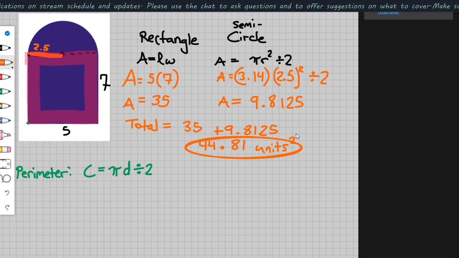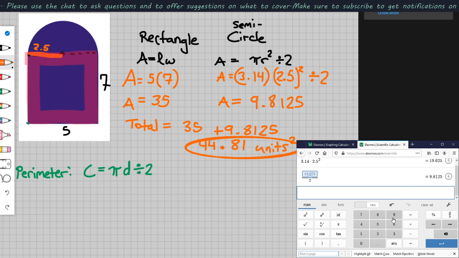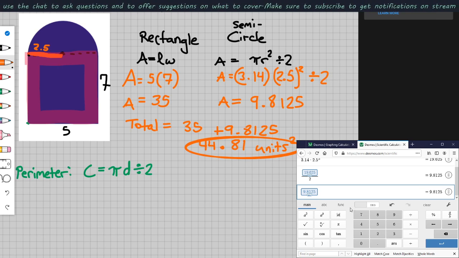And of course you could still use Desmos. I was just doing that in my head real quick, so just to show you on Desmos. Again, I'm going to press enter and start with a new line, and I'm going to use answer again because that's the number that I'm using anyways, that 9.8125. I'm going to add 35, which I did here.